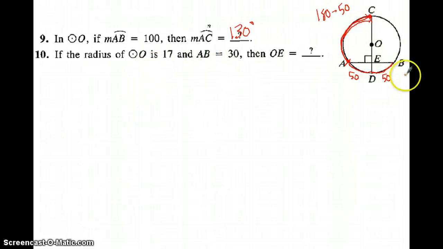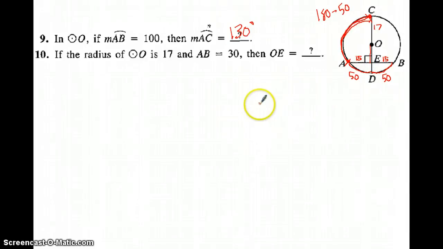Ooh, lightning alarm. I don't know if you can hear that from here.